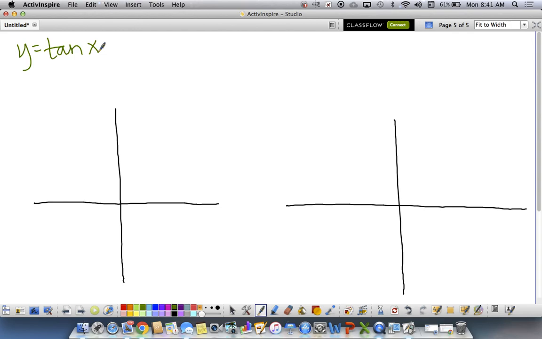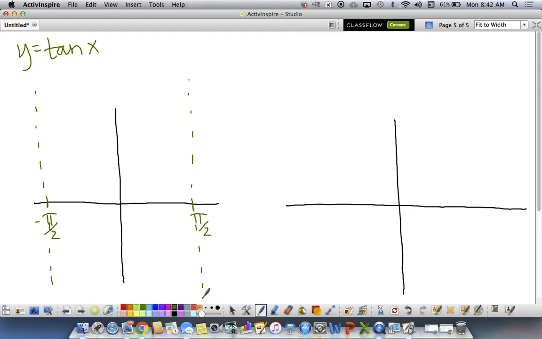Alright, so where does tangent start? What does the tangent graph look like? There are some asymptotes. Where? Pi over 2 and negative pi over 2. So there are asymptotes here, which means it's never going to touch them.